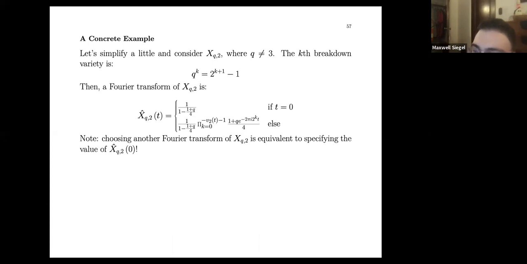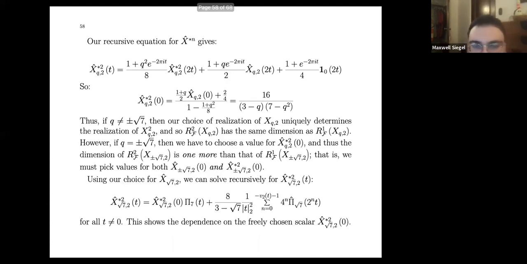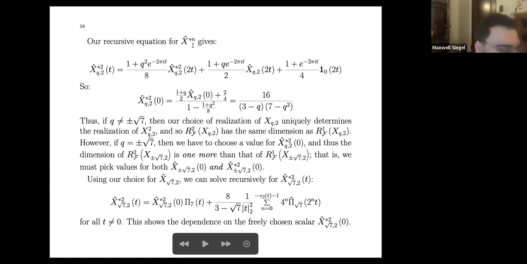In this way, note that knowing the value of X_q^2 hat of 0 is then equivalent to having specified a particular realization of X_q^2. Our recursive equation for X hat star n reduces to the following in this particular case when n is equal to 2. Setting t equals 0, we can express X hat star 2 as a rational function in q. The pole of the function at q equals 3 comes from the first breakdown variety. Likewise, the poles at plus or minus root 7 come from the second breakdown variety.